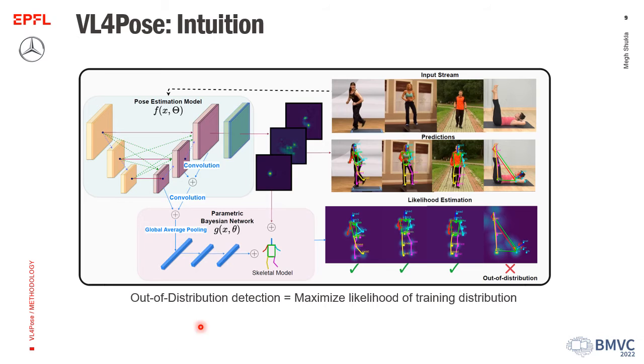To do this, we have a skeletal model, and this skeletal model tries to explain the poses in the training data. For instance, if we assume that these three examples were a part of the training data, our parametric skeletal model tries to estimate parameters that maximize the likelihood of having seen these poses. And when faced with an out of distribution example, since the model has not seen this kind of pose before, the parameters that it learns fail to explain this kind of pose, and therefore we can identify out of distribution.